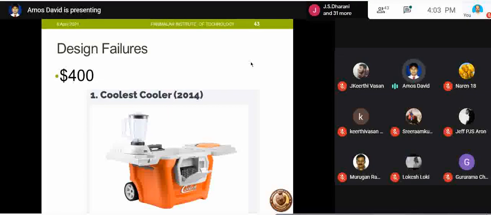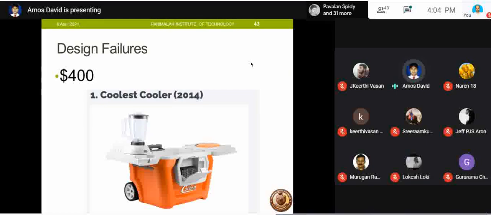Now look at this thing, Coolest Cooler. This was developed in 2014 on Kickstarter. Okay, this is a handy thing, a portable thing basically, which can be taken outside. When you go out for a picnic or a road trip, you can take this and go. It has a mixing jar, that is a mixer, and a lot of things associated with it. But the cost of this product was $400 when it came into the market. The cost was so huge that people were not able to afford this particular thing.